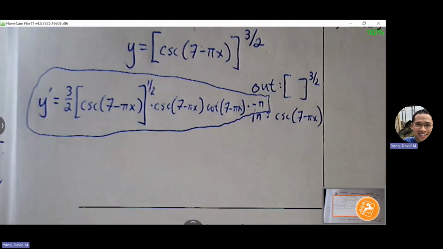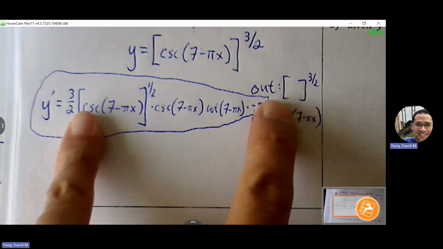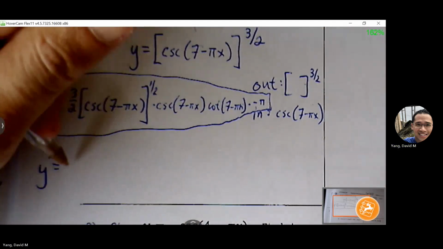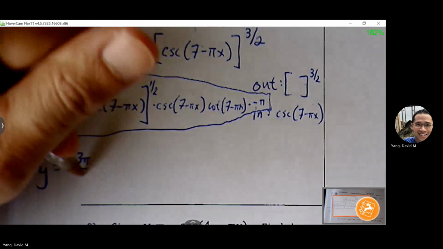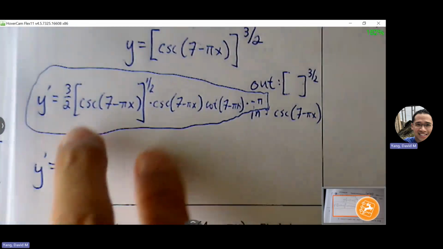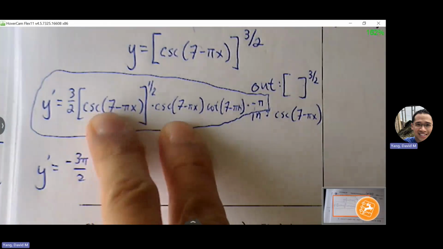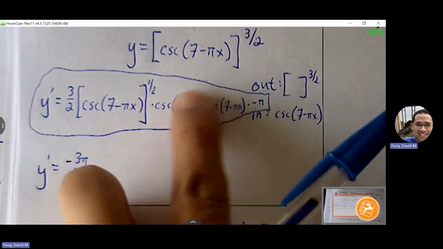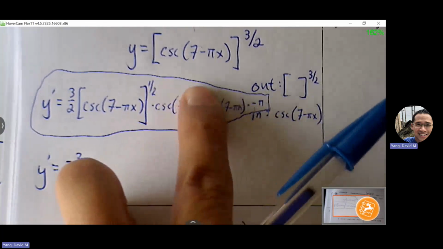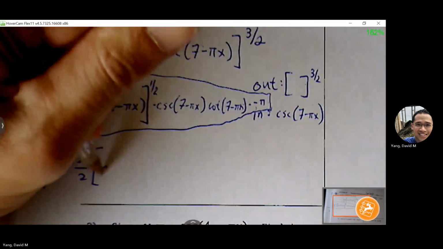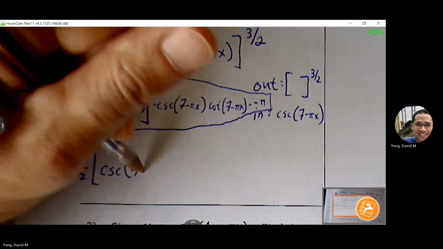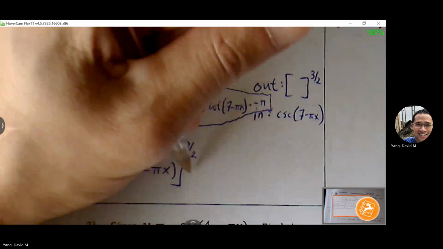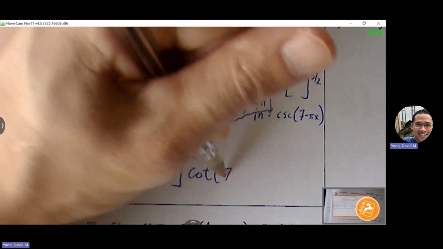Do a little bit of cleanup here. I'm going to push all the coefficients out in front. Negative 3π over 2 is in front. Now I see a chance to combine some things here. These are both cosecant of 7 minus pi x. I can just add the exponents, right? This is raised to 1/2, this raised to the first power. 1/2 plus 1 is 3/2. And then finally the cotangent of 7 minus pi x.